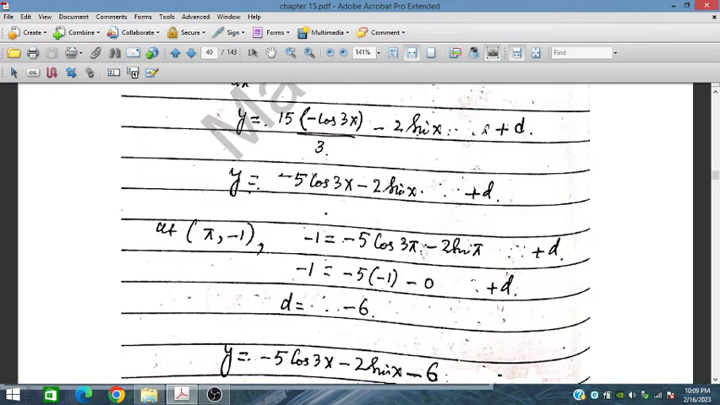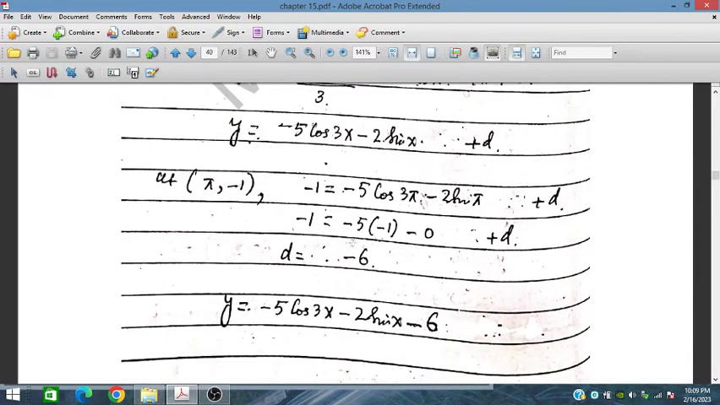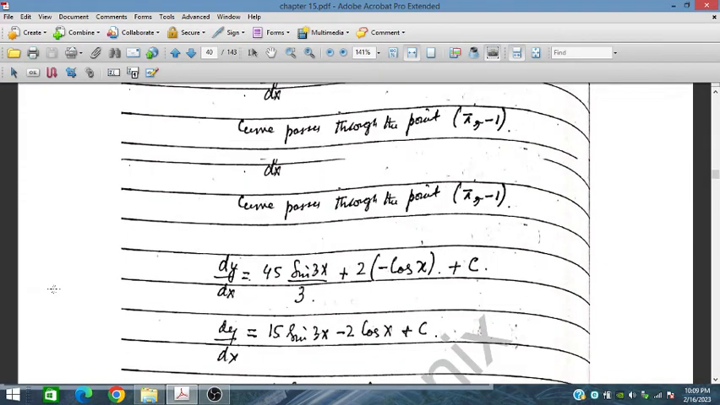Now since this curve is passing through (pi, minus 1), the minus 1 is y and pi is x. On substituting, we have obtained d is equal to minus 6. Now the curve is y equals minus 5 cos 3x minus 2 sin x, and d is minus 6. So this is the required equation for question number 6.